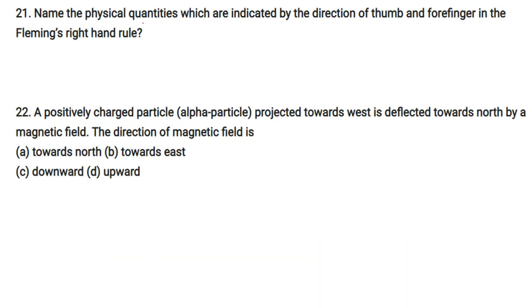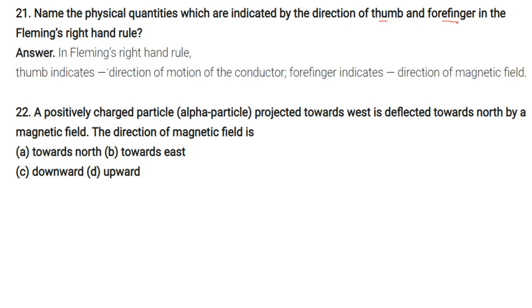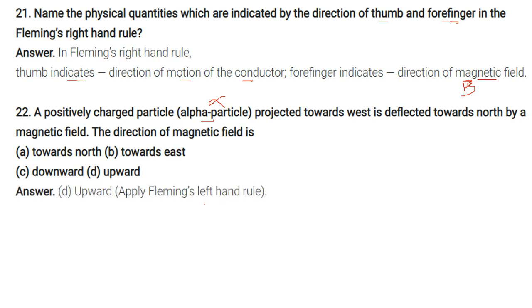Name the physical quantities indicated by the direction of thumb and forefinger in Fleming's right hand rule. The thumb indicates the direction of motion of the conductor, and the forefinger indicates the direction of the magnetic field. A positively charged particle, an alpha particle, projected towards west is deflected towards north by a magnetic field. The direction of the magnetic field will be in which direction? We apply Fleming's left hand rule, and the answer is upward.